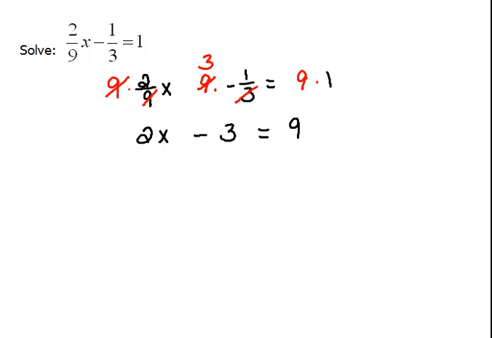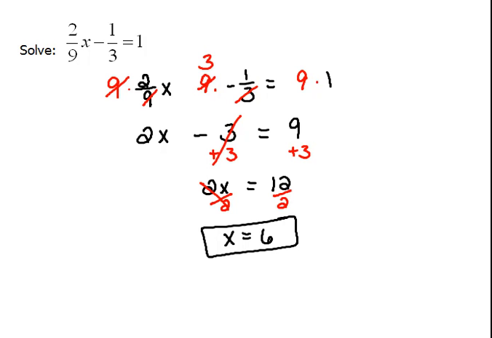So now we're going to do the opposite of subtract 3, which would be to add 3 to both sides. That cancels out our 3. And now we have 2x equals 9 plus 3 is 12. We still don't have x alone though. We have to divide both sides by 2. And now the answer is x equals 6.